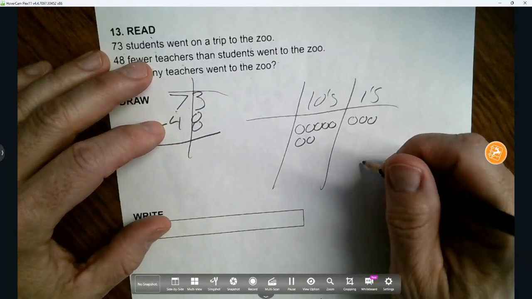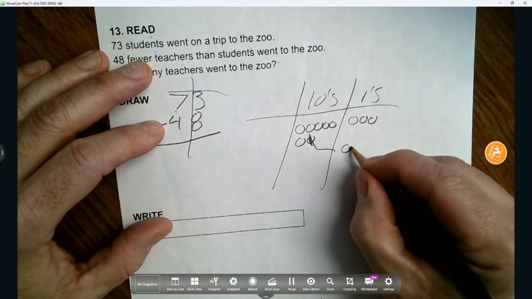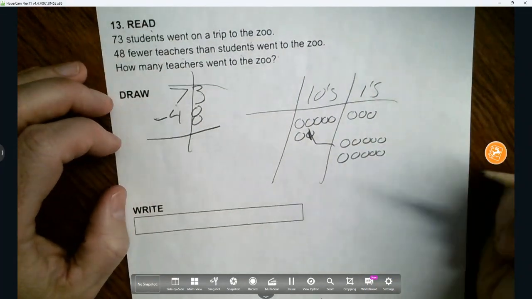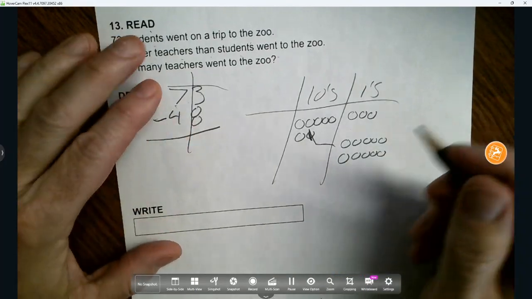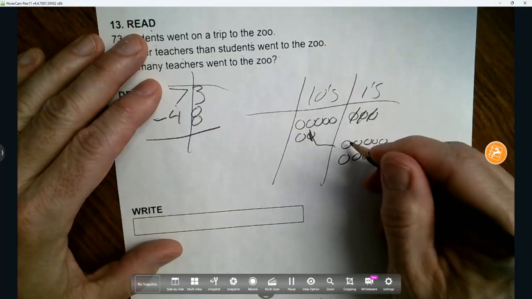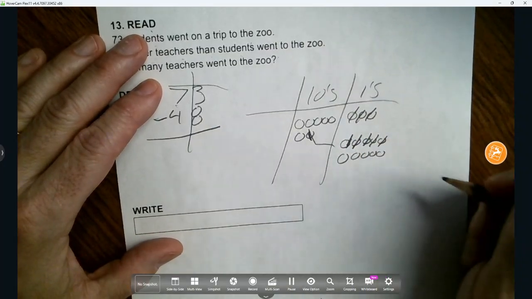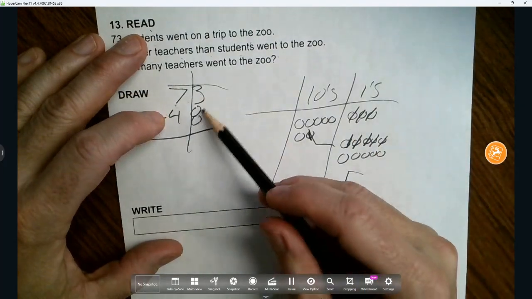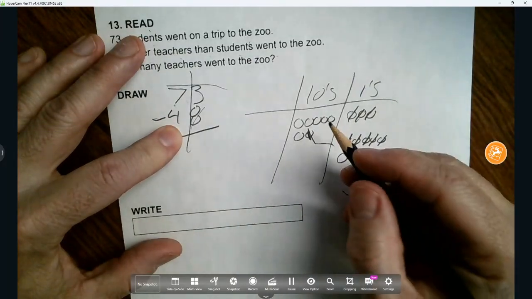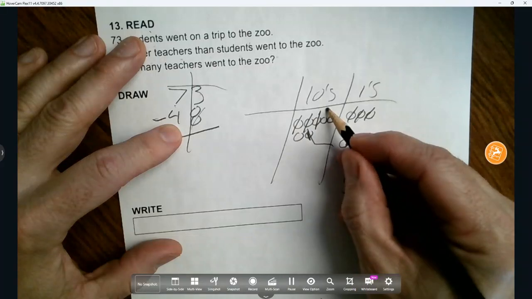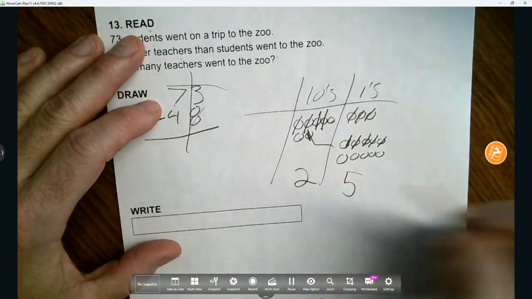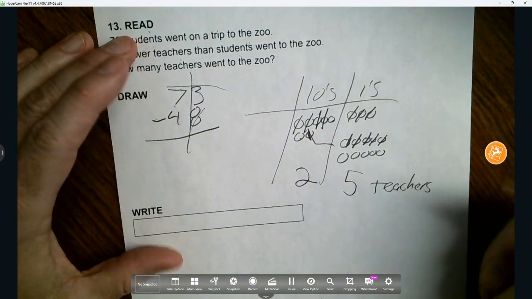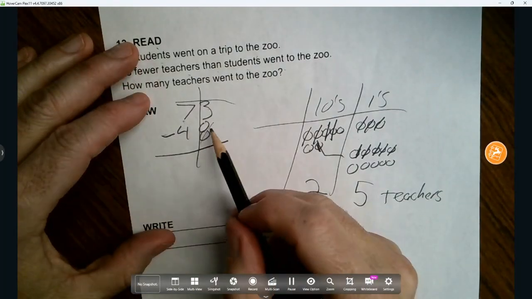So take away, we can't take away 8 ones. All right, let's go over 10. Borrow some from 10. 1, 2, 3, 4, 5, 6, 7, 8, 9, 10. We borrowed 10 from the tens. Now can we take away 8? Absolutely. 1, 2, 3, 4, 5, 6, 7, 8. How many do we have left? 1, 2, 3, 4, 5. Okay, we took the 8 away. Now we need to take away 4 from the tens. We have plenty there. 1, 2, 3, 4. How many is left? 2. 25 teachers.